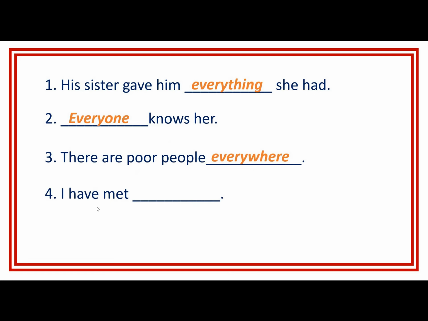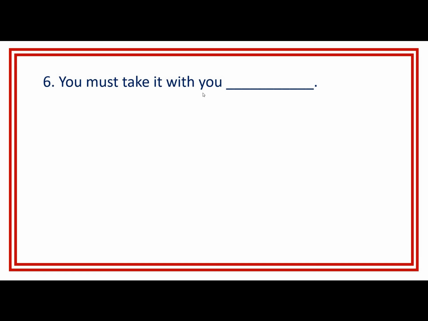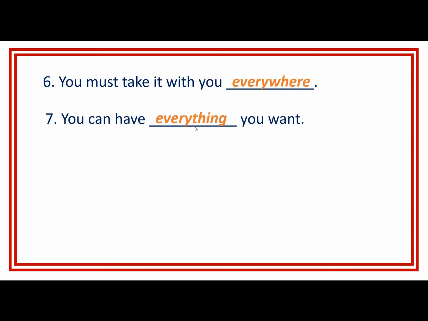Number four, I have met blank. Answer, I have met everybody. Number five, let me hear blank sing. Answer is, let me hear everybody sing. Number six, you must take it with you blank. Answer, you must take it with you everywhere. Number seven, you can have blank you want. Answer, you can have everything you want.